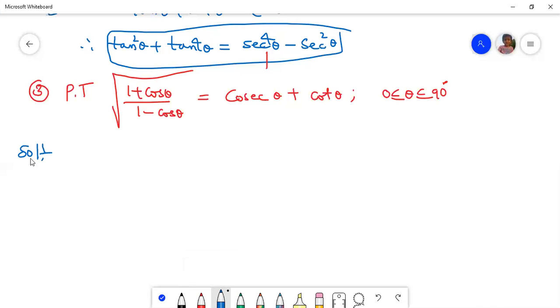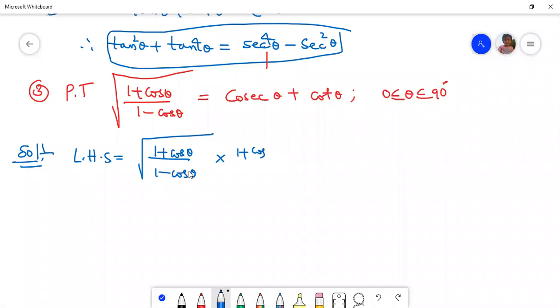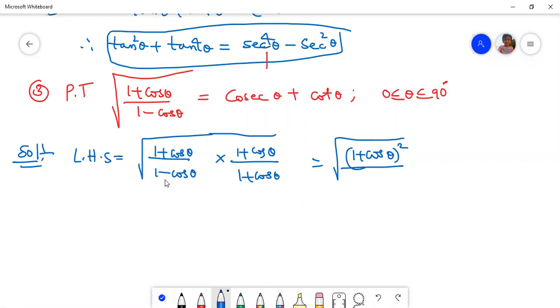In this, first we take the left hand side, that is LHS is equal to square root of 1 plus cos theta by 1 minus cos theta. For this, we can rationalize. Rationalize means we take the opposite of the denominator, that is 1 plus cos theta by 1 plus cos theta, under the root only. Then it is under root of a plus b into a plus b, a plus b whole square, that is 1 plus cos theta whole square. And here, a minus b into a plus b, we can write a square minus b square.